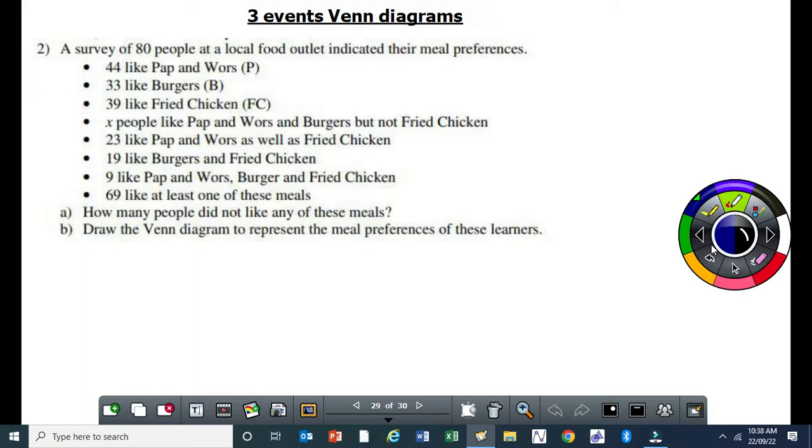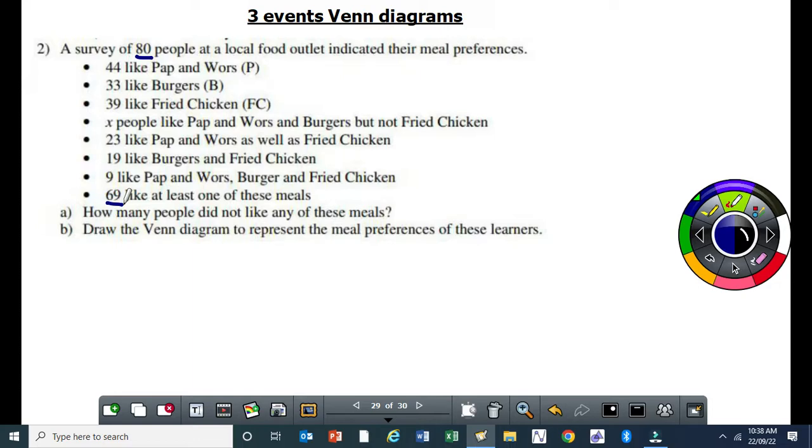Then 23 like pap and boss as well as fried chicken, 19 like burgers and fried chicken, and 9 like pap and boss, burger and fried chicken. So there are 9 people who like all 3, right? And then 69 like at least one of these meals. So out of these 80, 69 of them eat at least one of the 3.